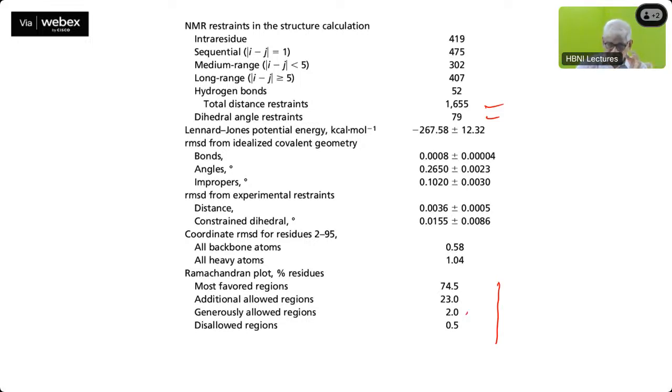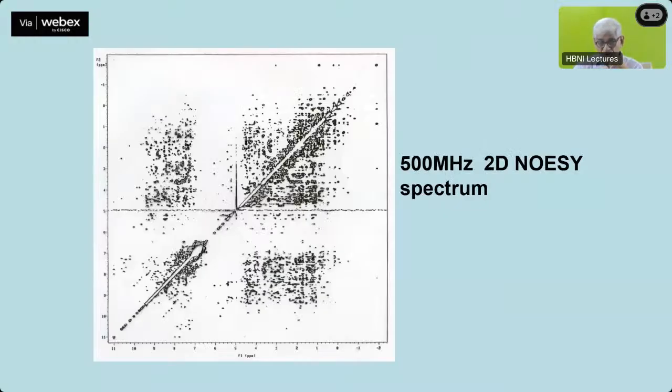So this is the kind of statistics that is generally presented when we determine a structure and deposit it in the PDB or in the BMRB, which are two databases where you deposit all your structures. This is the data one has to provide. Okay, so now we go into more complicated proteins, and then there are little bigger proteins, and the NOE spectra are also very complex.